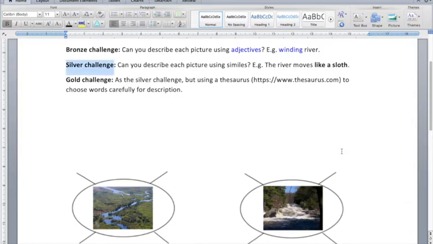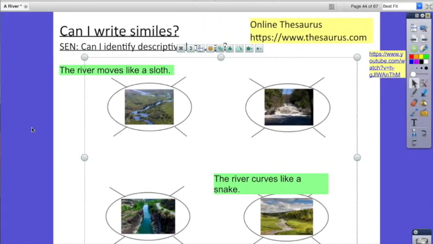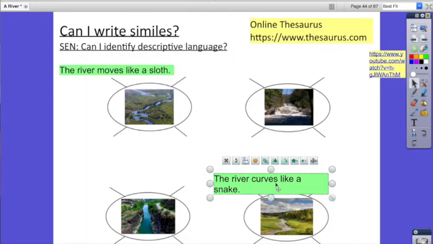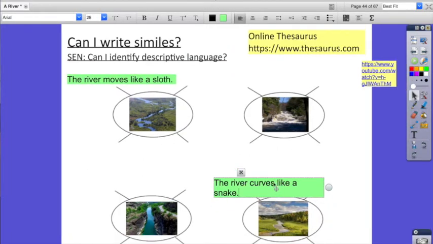If you can do that, the gold challenge today is the same as the silver challenge, but I want you to use the thesaurus, the online thesaurus if you haven't got a book at home, to choose words carefully for description. So whether I hear I said curves, I might think I could find a better word for curves.